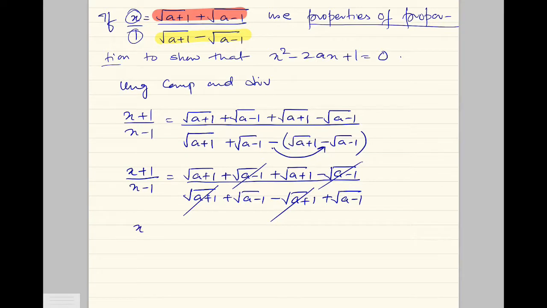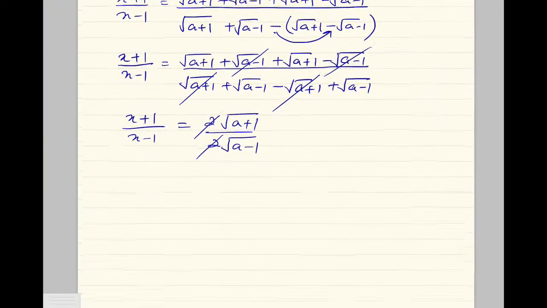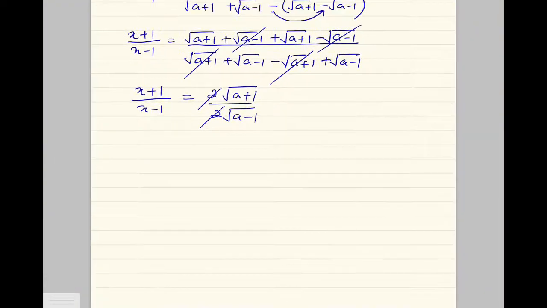This will give me x plus 1 divided by x minus 1 equals twice of under root a plus 1 divided by twice of under root a minus 1, and cancel. And the next step, squaring both the sides. You know it very well. So squaring both sides, what do I get?